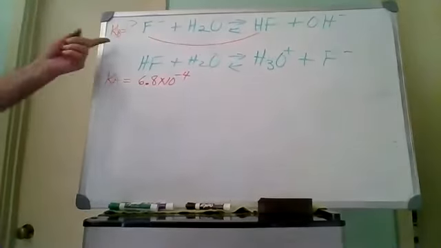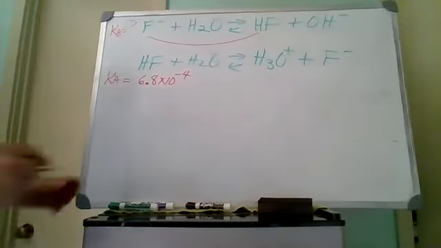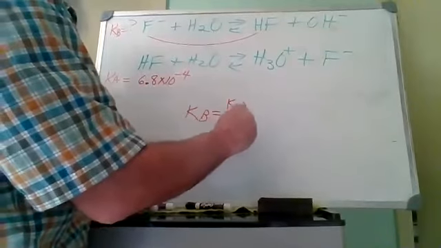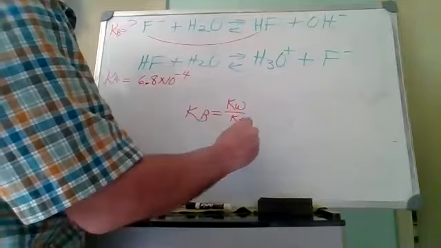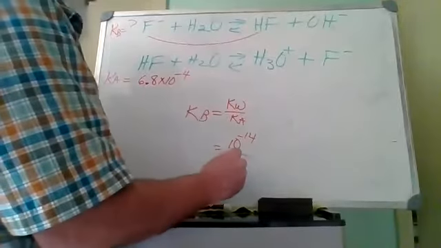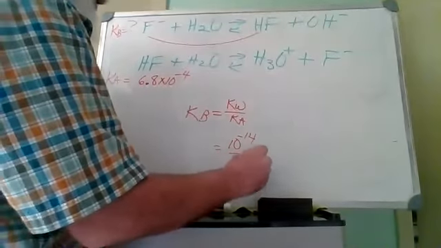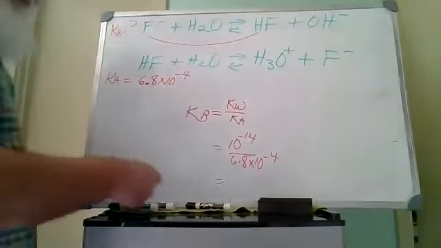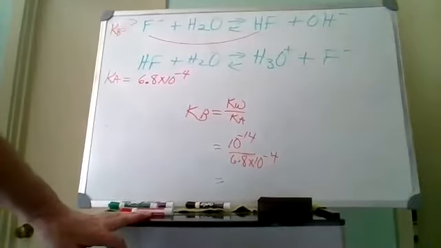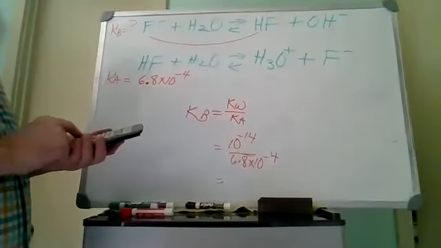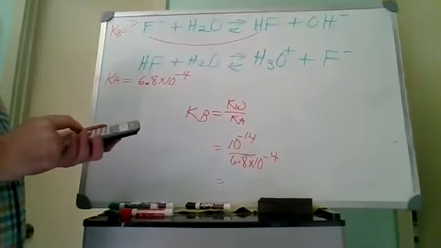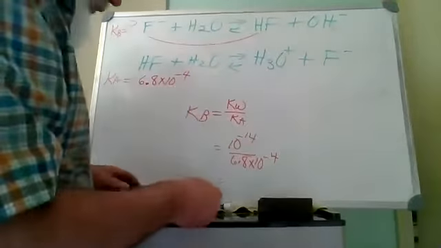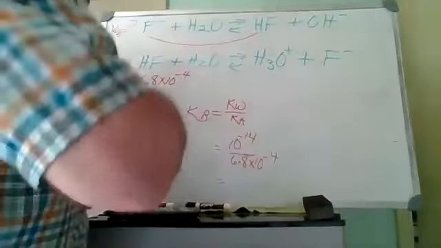All right, so now I can easily calculate Kb here. Kb is equal to Kw divided by Ka, which is equal to 10 to the negative 14 divided by 6.8 times 10 to the negative fourth. And we just get out our calculator. So 1 E negative 14 divided by 6.8 E negative 4 equals, and I get 1.5 times 10 to the negative 11.